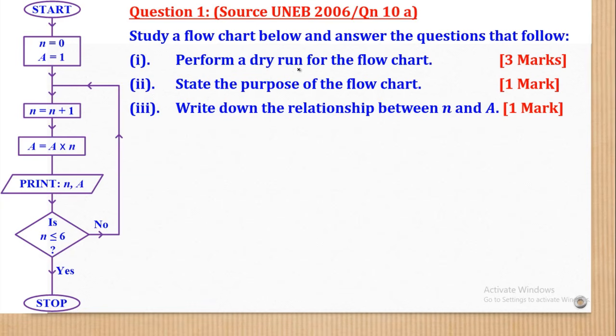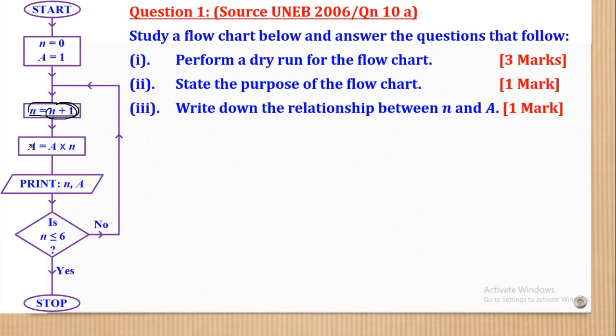So what you need to know is that a dry run contains only changing values. How do you know that a value is changing? If you look at this one, like we said, this equal to under flowchart does not mean equal to, it means becomes. So in this case, we read this as n becomes n plus 1. So what does that mean? It means that n is changing, because it was originally n, now it is n plus 1. In other words, it has been incremented by 1.